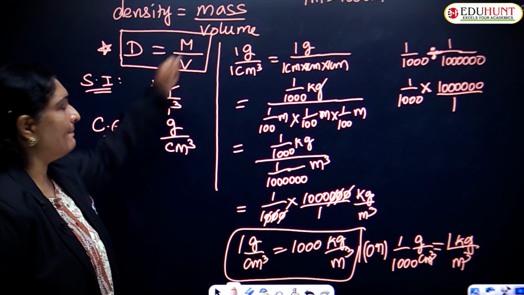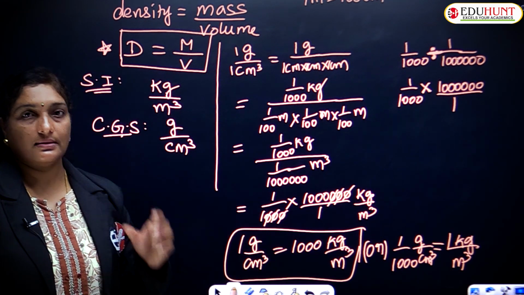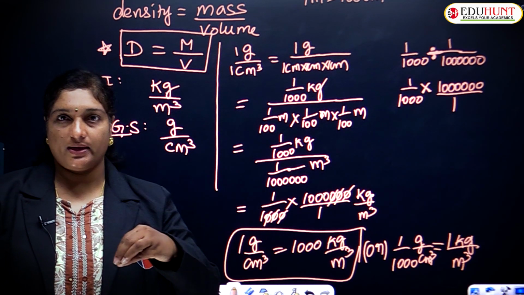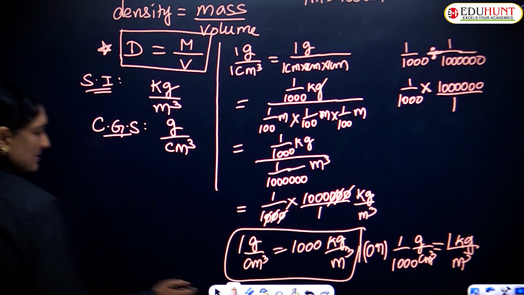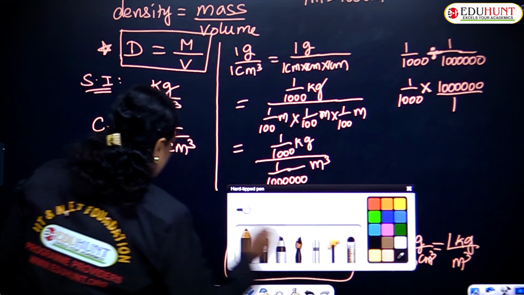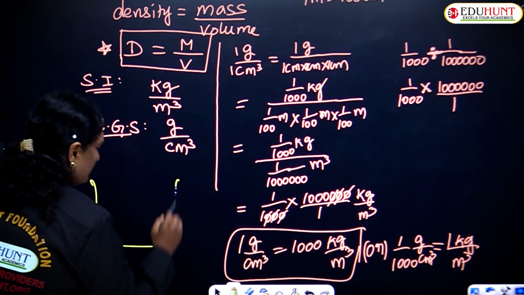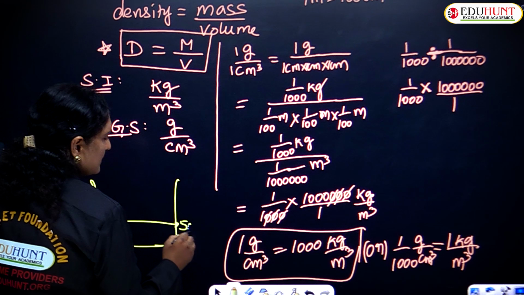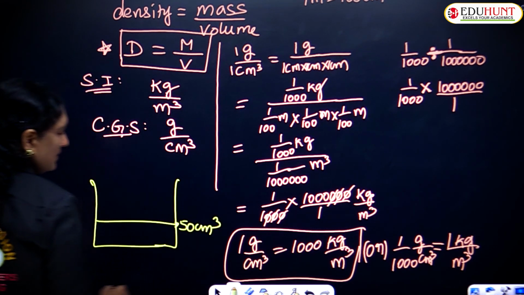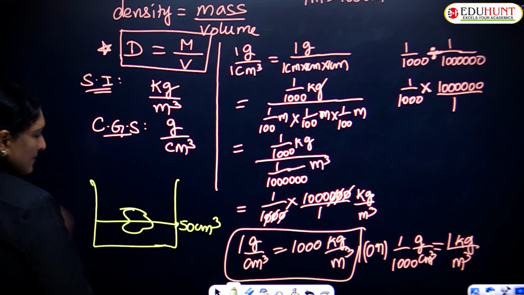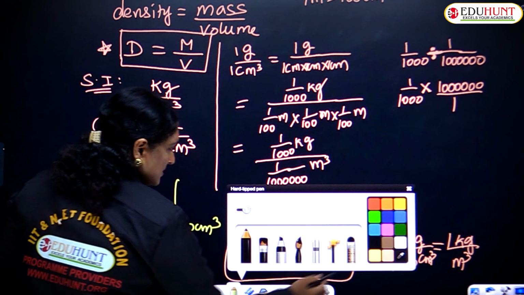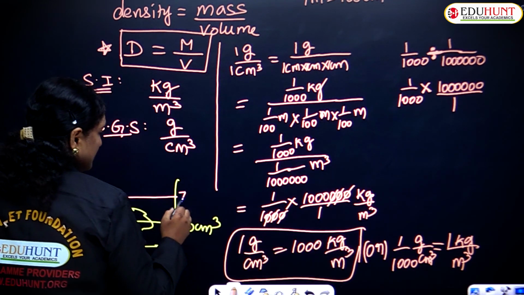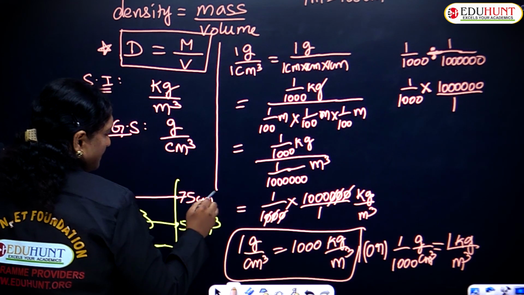Mark it as M. And now take a jar. Inside the jar pour some liquid. Let us suppose that inside the jar, the liquid was measured as up to 50 centimeter cube. Then once the stone is being kept, let us suppose that the liquid level raised to some 75 centimeter cube.